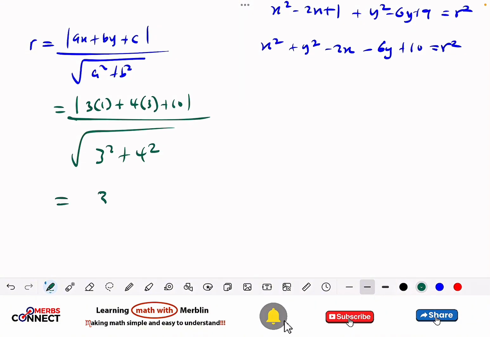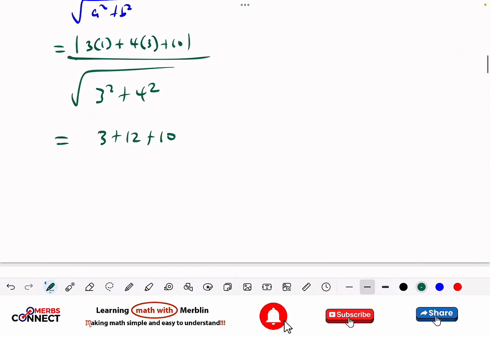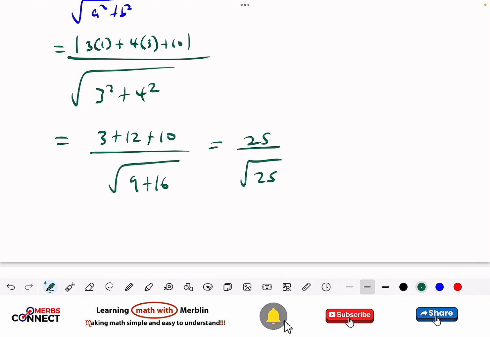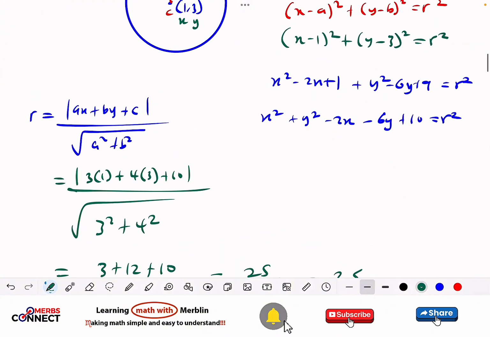So 3 plus 12 plus 10. There's no minus, so we can ignore the absolute. Square root of 9 plus 16. The top is going to be, I think, 25, and then the bottom is also going to be 25. So 25 divided by 5 is going to give us 5. So the radius is supposed to be 5.